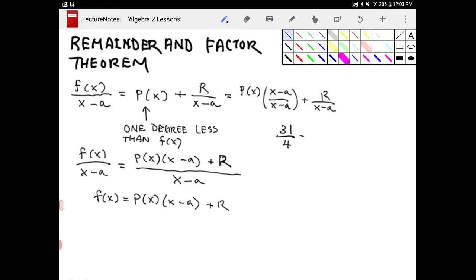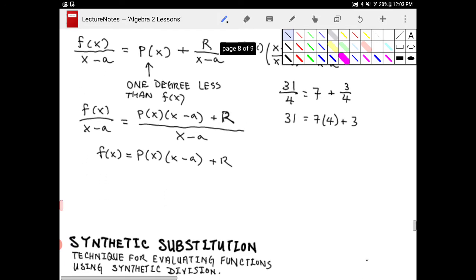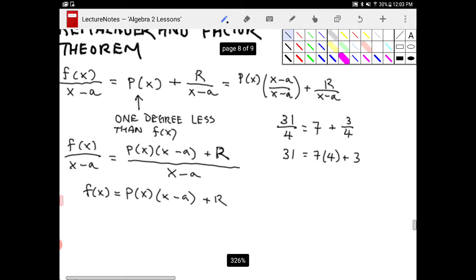31 divided by 4. 4 goes inside of 31 7 times. 7 times 4 is 28, with how much left over? 3 left over. So what I'm saying is 31 is equal to 7 times 4 plus 3. That's all I'm doing.